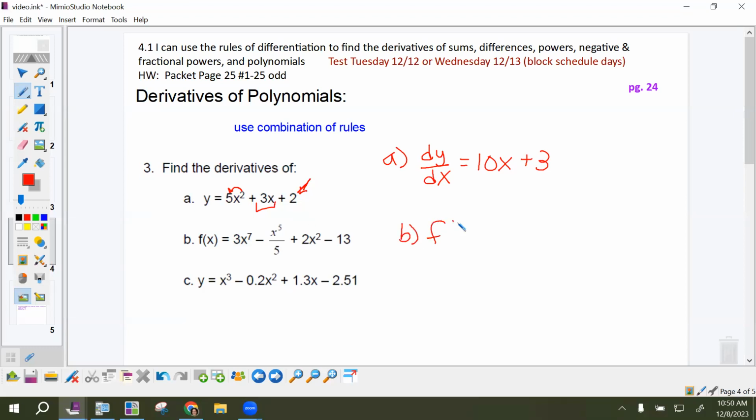All right, for b, 7 times 3, subtract 1. Bring the power down, subtract 1. The derivative of 13, well, I guess I should say minus 0, is 0. And I'm only writing that 0 because I knew I had to fix some stuff up here in the equation before I get my final answer. So the 5 divides by 5. So we get 21x to the 6th minus x to the 4th plus 4x.